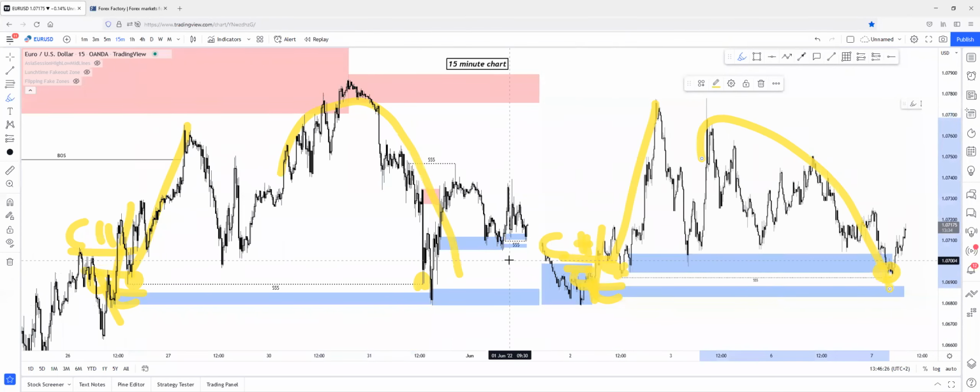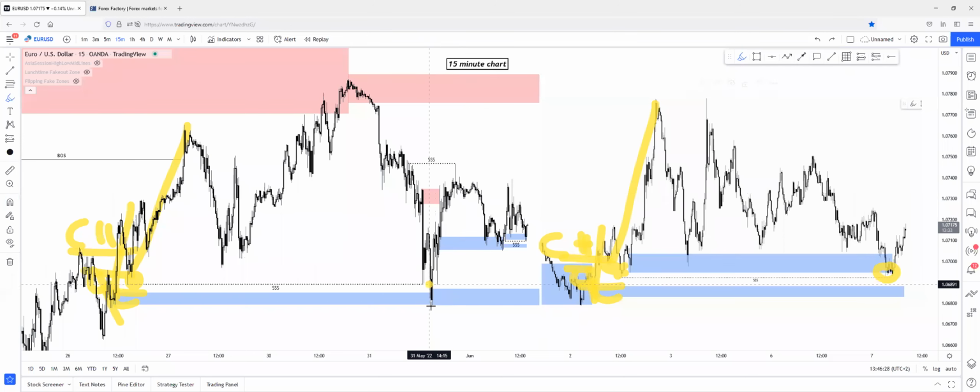And right now it's in a demand zone. And we can expect a tap, and we can expect the mitigation of this demand zone. We are expecting the mitigation of this demand zone. It will happen. So that's why I'm saying that every single time frame is correlated.